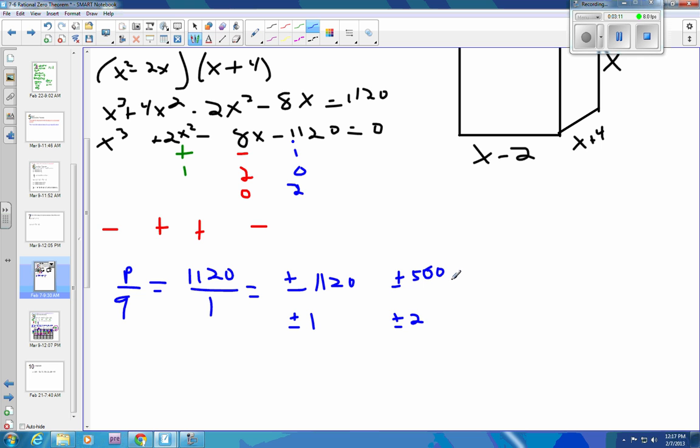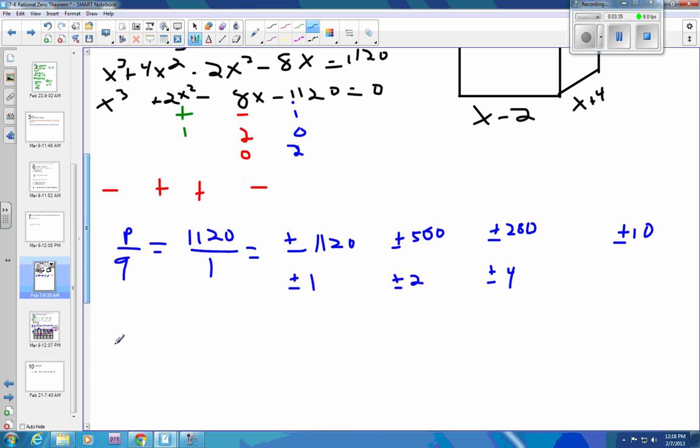And 560 is divisible by 2, so that's a positive or negative 280, and that would be a positive or negative 4. And I can keep listing these out. There is a whole bunch of these. I also know that it all ends in 0, so I would have a positive or negative 10. And that's the one I'm going to try first because this is a book and 10s look really nice and easy to work with.